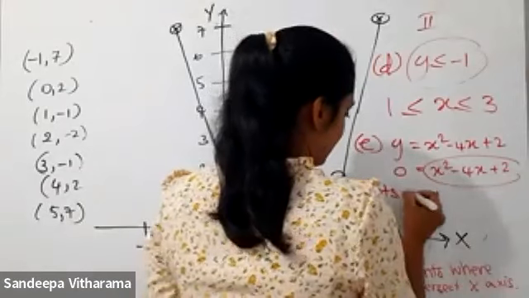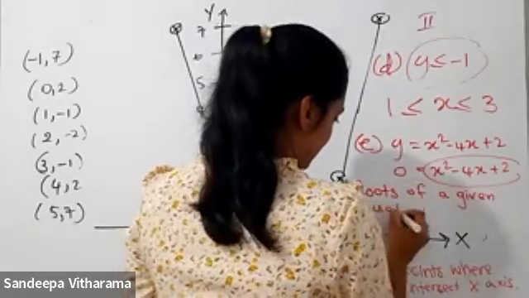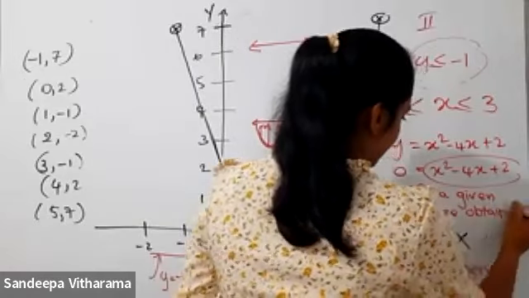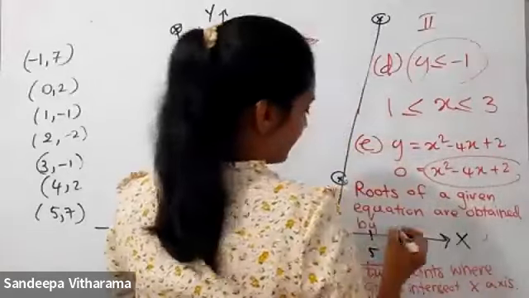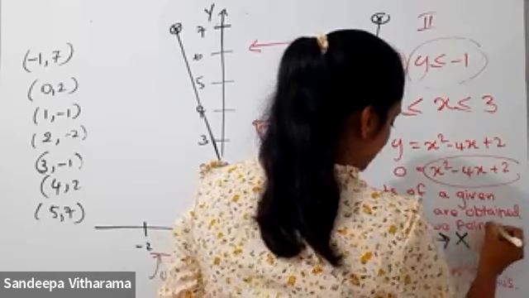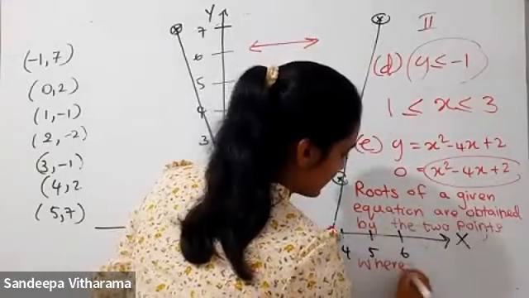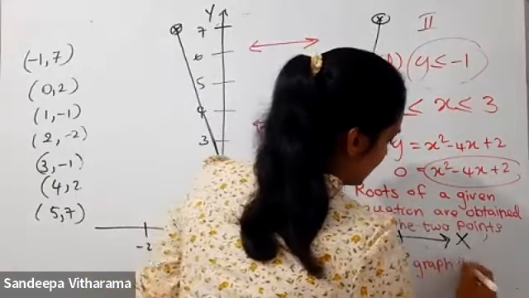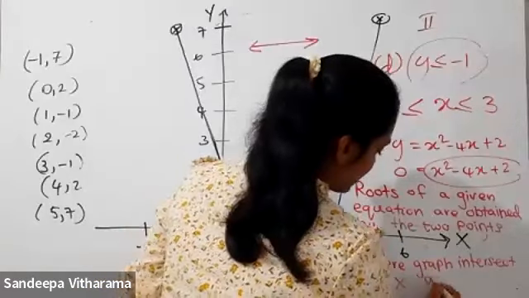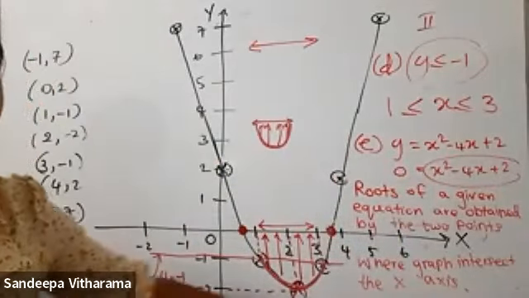Roots of a given equation are obtained by the two points where the graph intersects the x-axis. Okay.